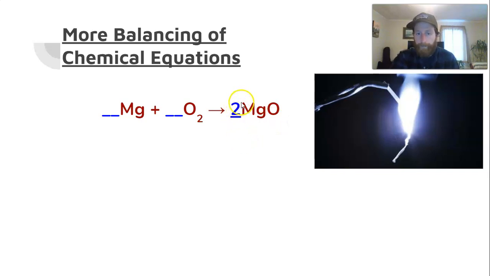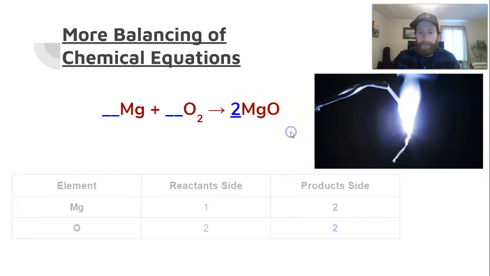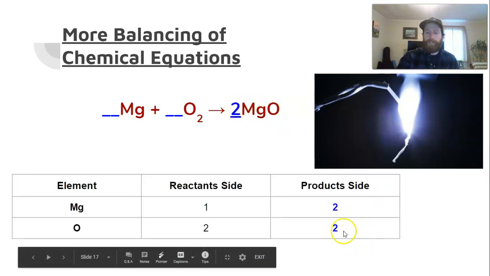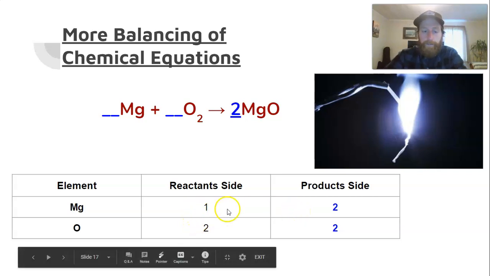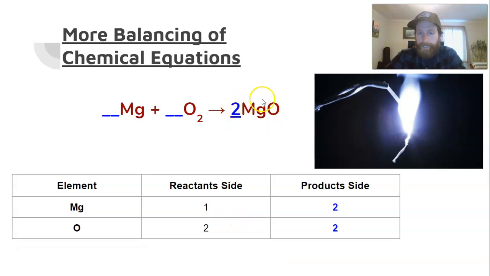When I put a 2 there, the 2 times 1 gives me a total of 2 oxygen on the product side to balance the 2 oxygen on the reactant side. But in doing so, I also recognize that I unbalanced magnesium because when I put the 2 there, now I have 2 magnesium atoms on the right, but only 1 on the left. So I still need to make another move. And I would ask yourself, okay, what move should I make now to try to balance magnesium by increasing the left side?